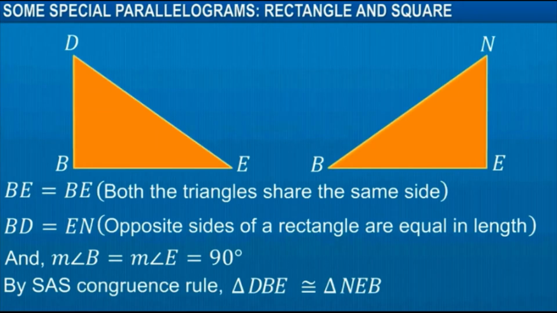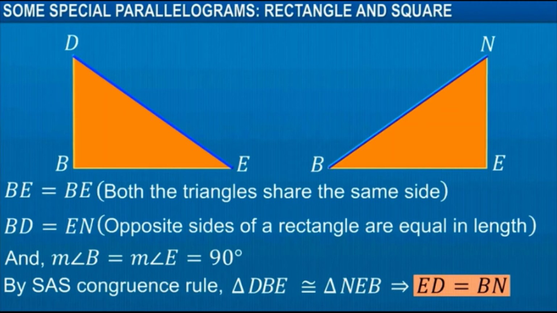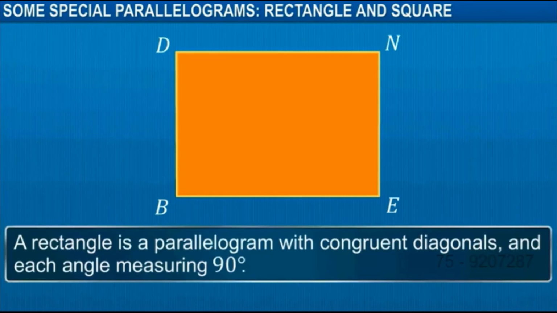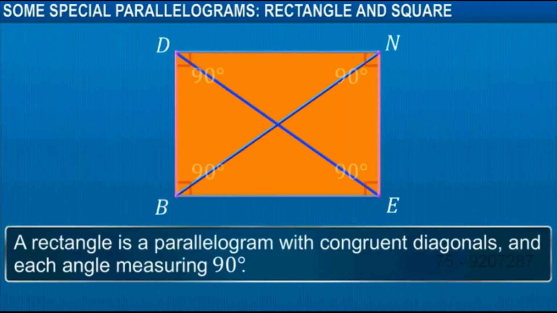Since corresponding parts of congruent triangles are equal, sides ED and BN of both the triangles are equal in length. This implies that the diagonals of a rectangle are equal in length. Thus, we can conclude that a rectangle is a parallelogram with congruent diagonals and angles measuring 90 degrees.